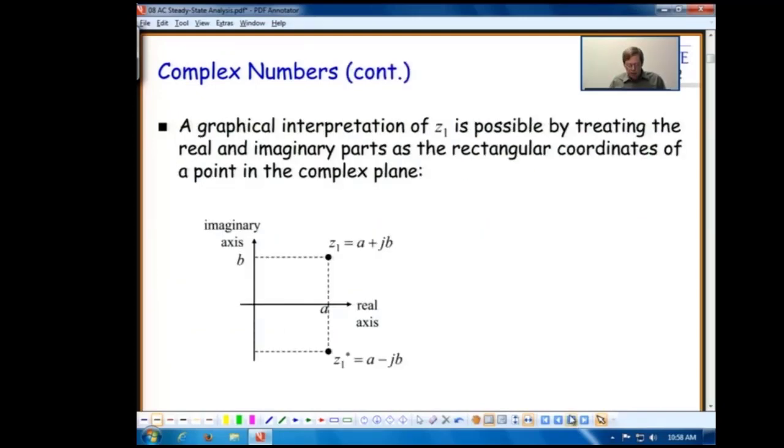The easiest way to interpret complex numbers and to think about them is to think visually. You can do a graphical interpretation of what a complex number is. If we think in rectangular coordinates, we can put A numbers, or the real part, on the x-axis of a graph and the imaginary part of a complex number on the y-axis of a graph. So here's the point Z at value A plus JB, and here's its conjugate at A minus JB. That's called the rectangular form of a complex number.